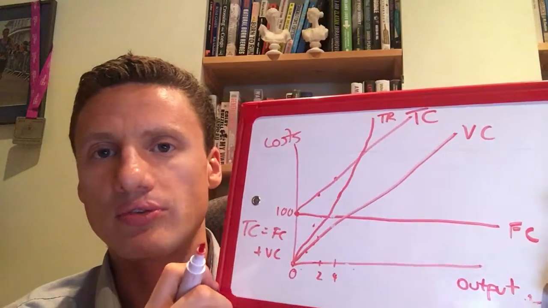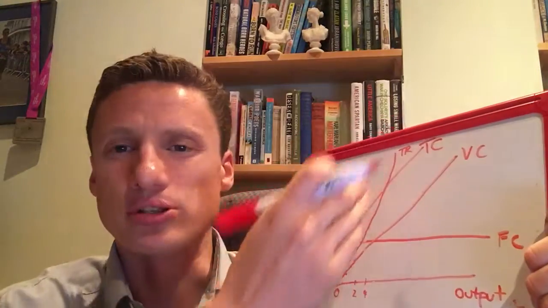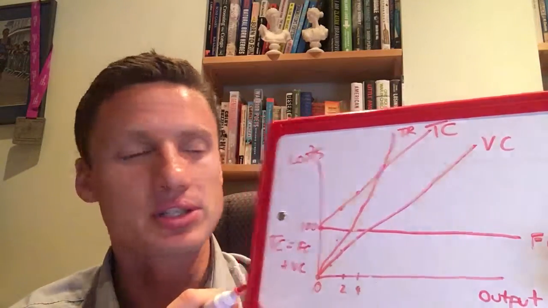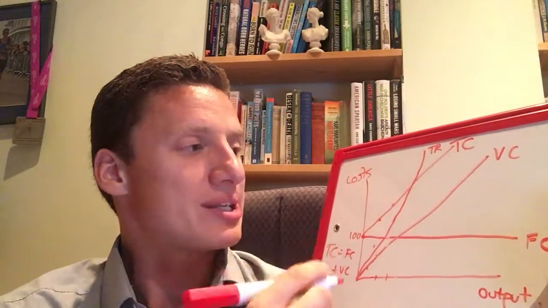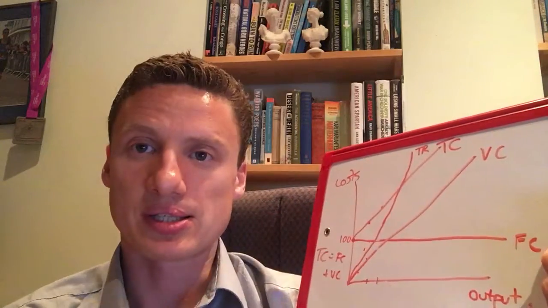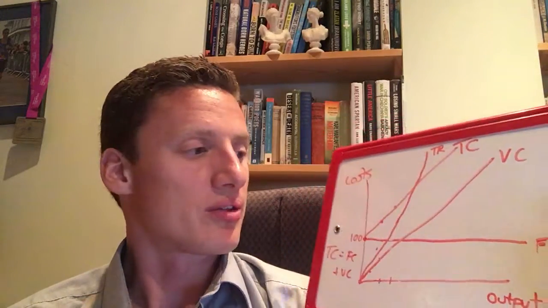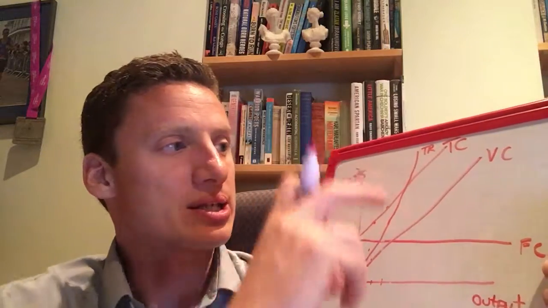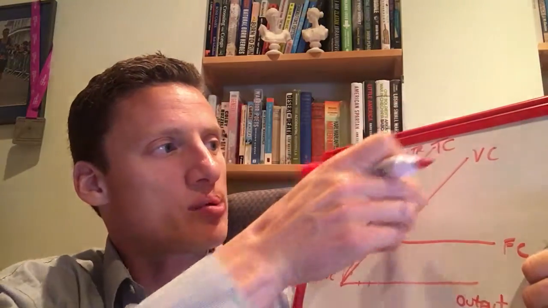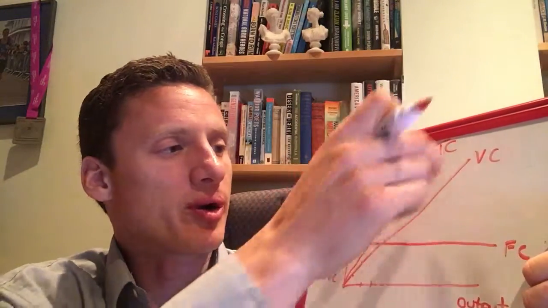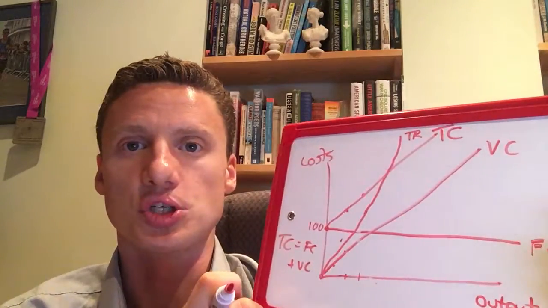My total revenue curve is also upward sloping. I meant to do it as a straight line. There's no real reason to have it curved there. But it's steeper than the variable cost because the price has always got to be bigger than the variable cost, which means as you keep adding it together, the difference between the variable cost and the total revenue gets wider and wider and wider. So it looks a little bit like a pivot shift.